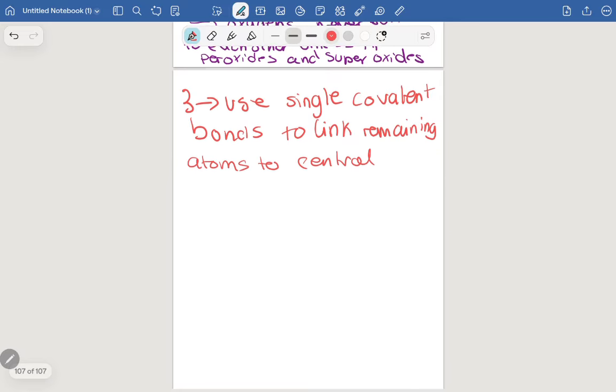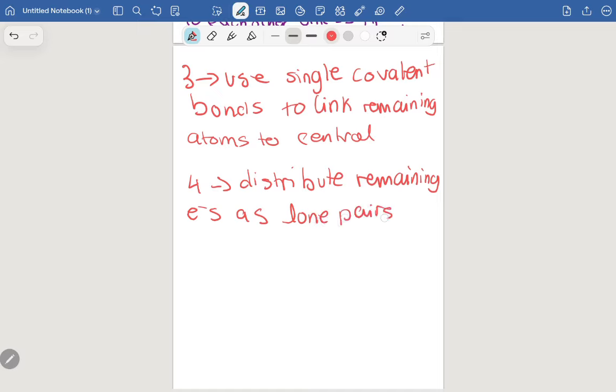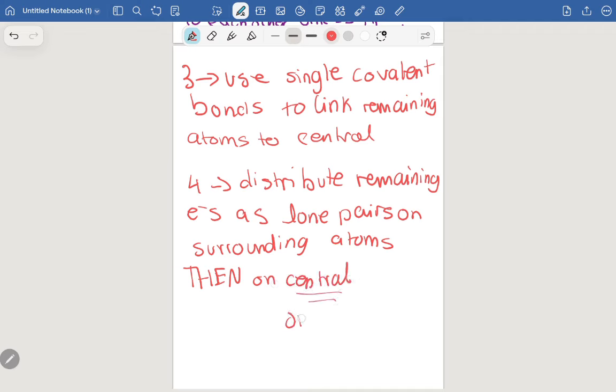And then I believe the fourth step, not the last step, is to distribute remaining electrons as lone pairs on surrounding atoms, then on the central atom only if the central atom is after period 2. Okay, so this is the fourth step.